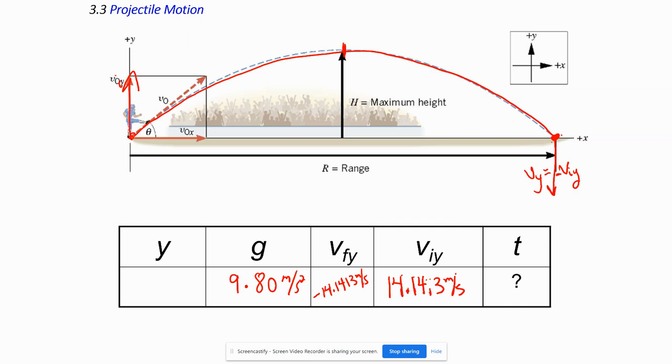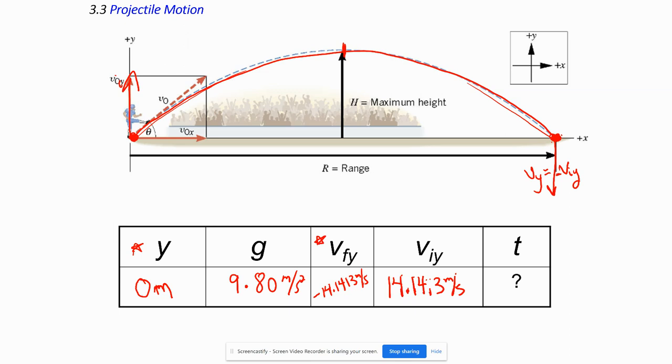The other is that if we assume the football is kicked from the ground, travels through the air, and then lands on the ground, vertically it hasn't moved anywhere. We know it went to a maximum height, but for the y, we can put in 0, because over the entire motion it came back to its same vertical point. So these are two bits of information we have to use.